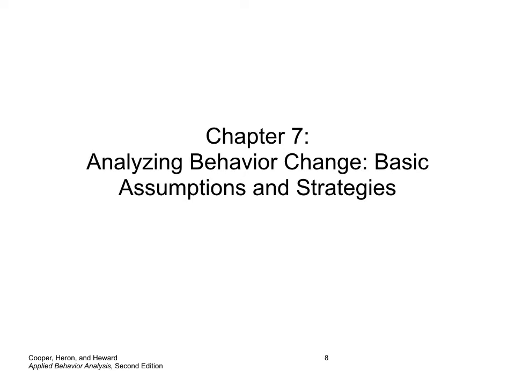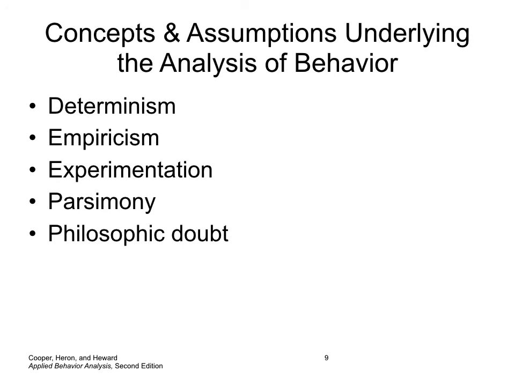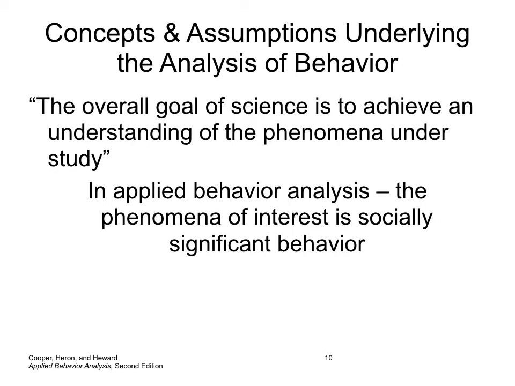So let's move on to chapter 7. The understanding of human behavior stems from the uncovering of functional relations between behavior and the environment. Although precise measurement of behavior shows change over time, experimental analyses are critical in determining how a given behavior functions in relation to specific environmental events.